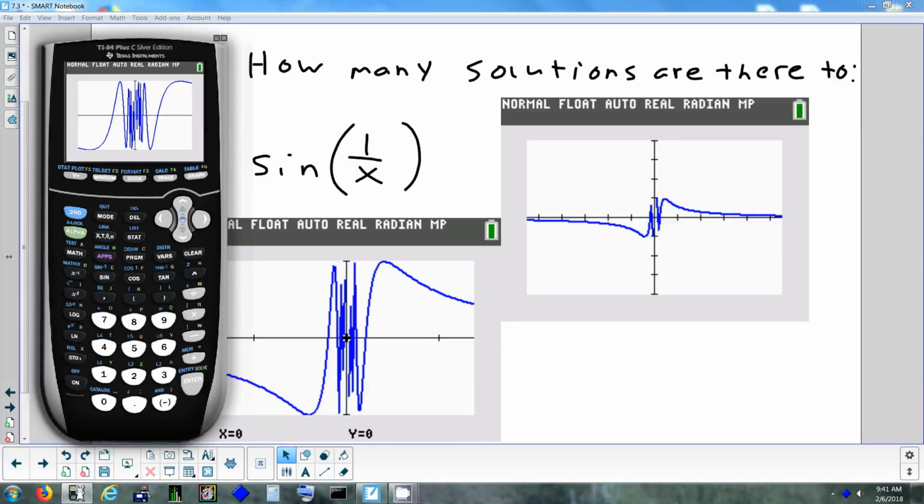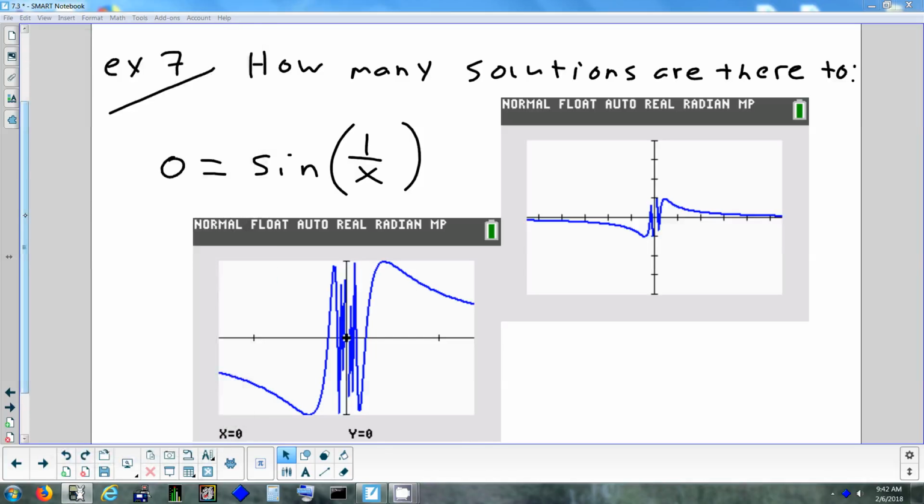I'm not sure that really helped either. So it's crossing a lot. Definitely crossing a lot of times. It's actually crossing an infinite amount of times. Infinitely many. No matter how much you keep zooming in, it's just going to look like it's crossing more and more. So it's crossing an infinite amount of times. Can anybody tell me why? Why is that crossing an infinite amount of times?